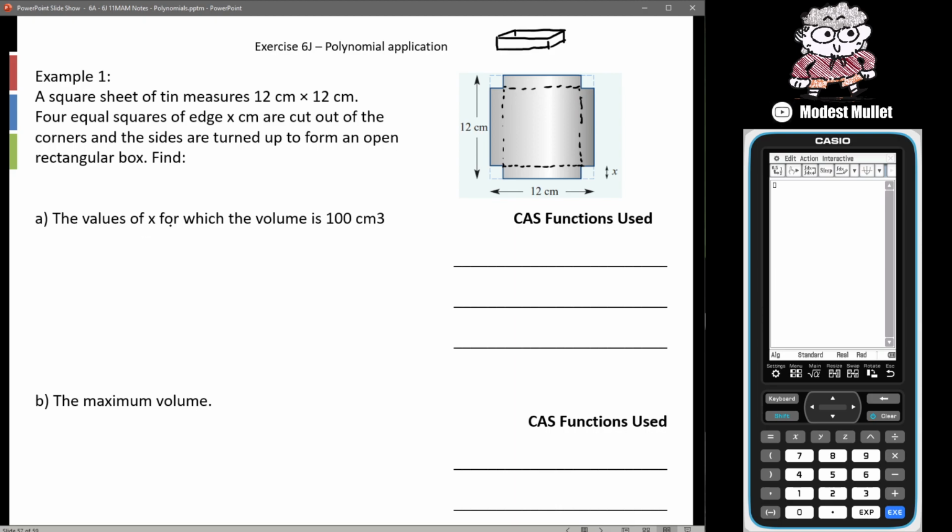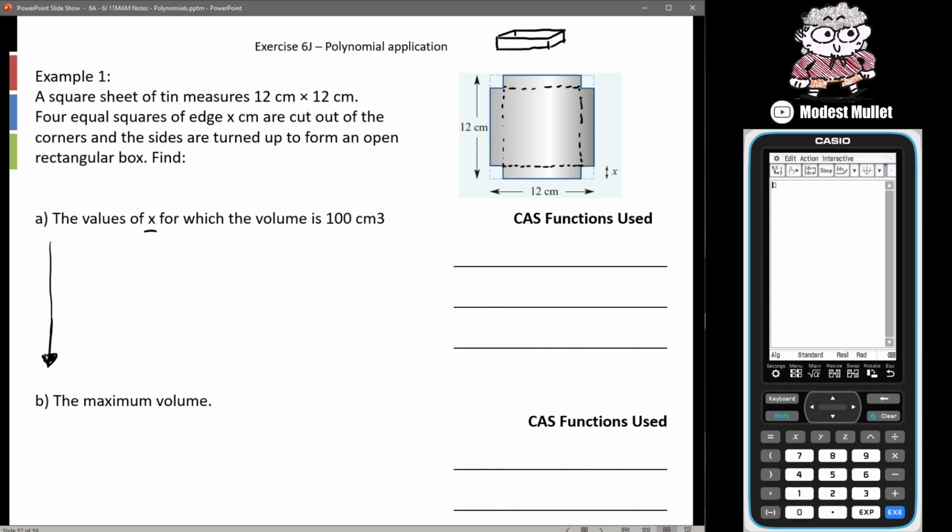The values of x for which the volume is 100 centimeters cubed. So this is jumping a fair way into the problem. This isn't saying find an equation for the volume or anything like that. This is making you jump a little bit ahead and asking straight away for 100 centimeters cubed. So what we're going to do is put some writing down here, put some stuff into our CAS, and then list what CAS functions are used, so that you're starting to get an idea what are the things that pop up really commonly, and what I really recommend that you do with your CAS.